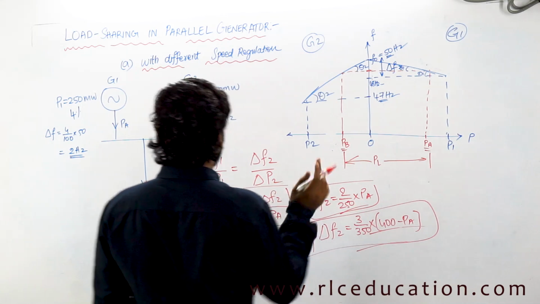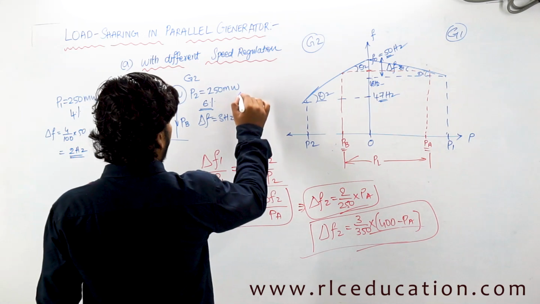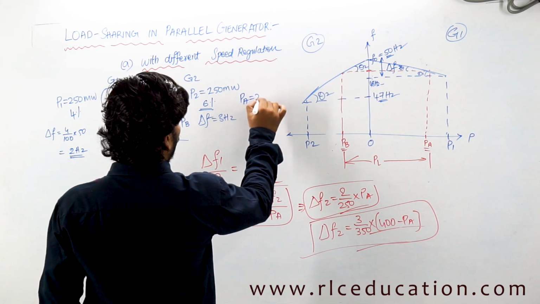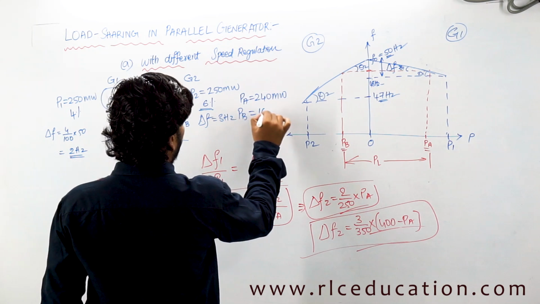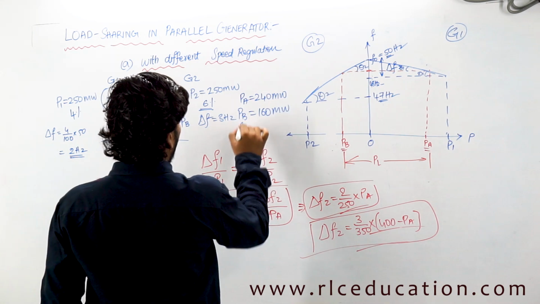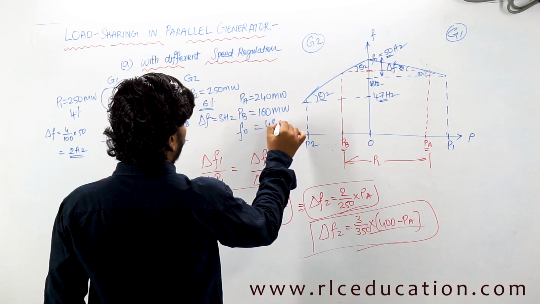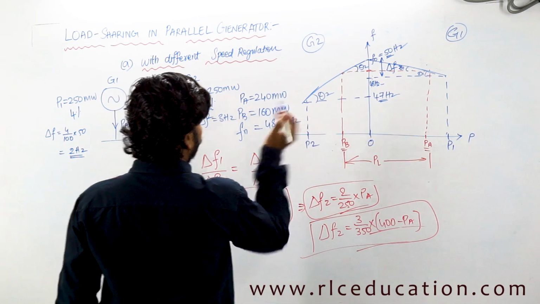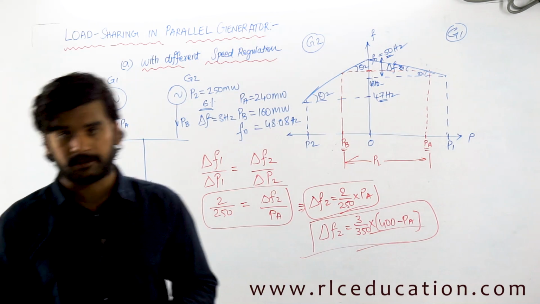Then upon solving, you will get the required values, which is PA would be equal to 240 megawatt, and PB will be equal to 160 megawatt, and the final frequency of the system, the new frequency, will be equal to 48.08 Hertz. So in this kind of problem there is another case that is possible.